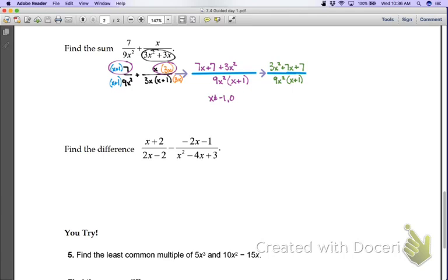Your easy way of doing this is to do 3 times 7, so that's 21, right? Can I multiply two numbers together to get 21 and combine to get 7 somehow? Nope, 3 and 7, there's no way I can get 7 out of that, or 21 and 1. So it's not going to factor. So all I'm going to do is tack on my restrictions: x can't be equal to negative 1 and x can't be equal to 0.